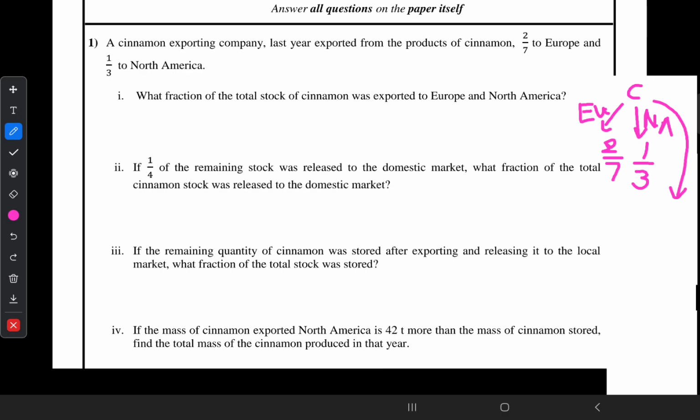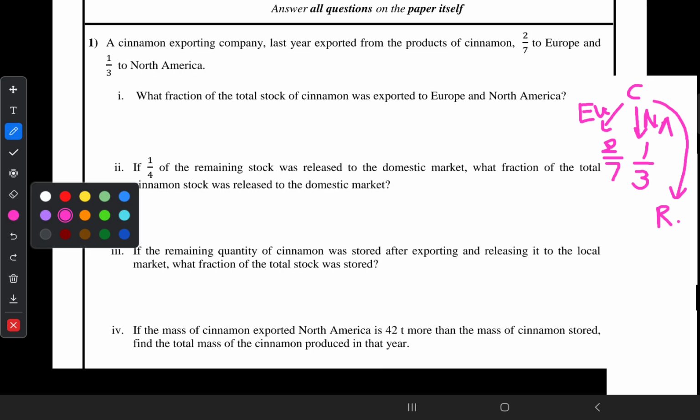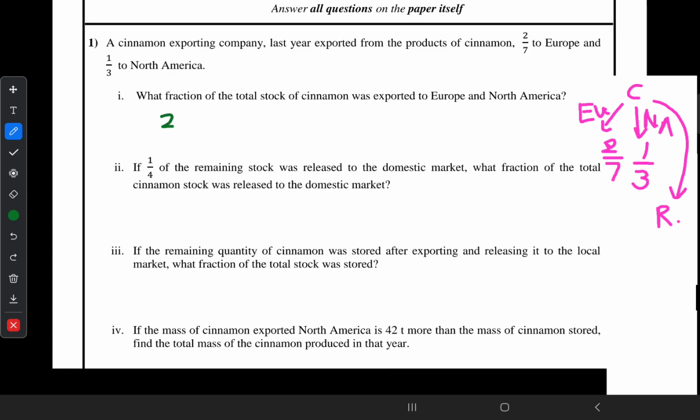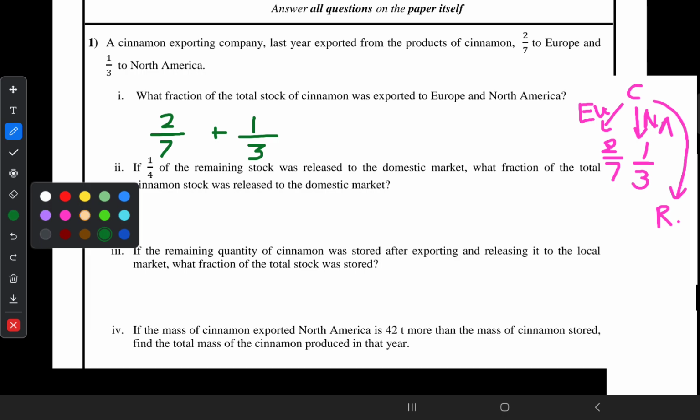This total cinnamon exporting company exported the total stock, amongst that 2/7 to Europe, 1/3 to North America. So you should find the remaining as well. Okay, remaining as well. First, let's answer our first question. What fraction of the total stock of cinnamon was exported to Europe and North America? From the total, 2/7 portion to Europe and 1/3 to North America. So you should add these two things.